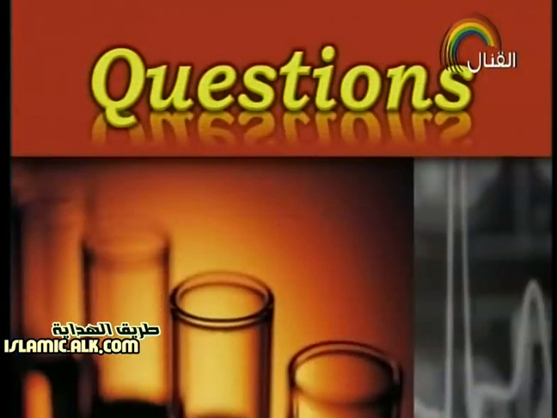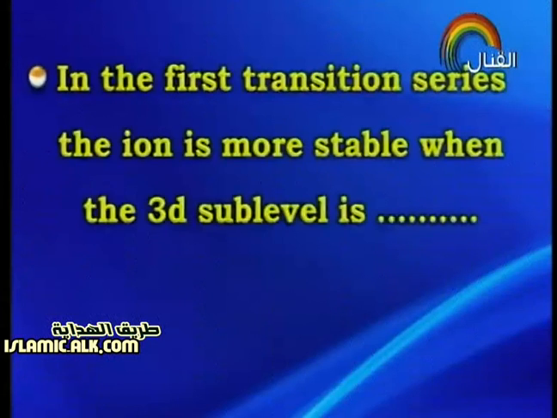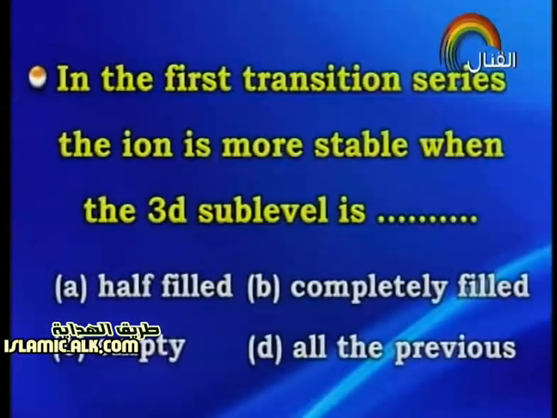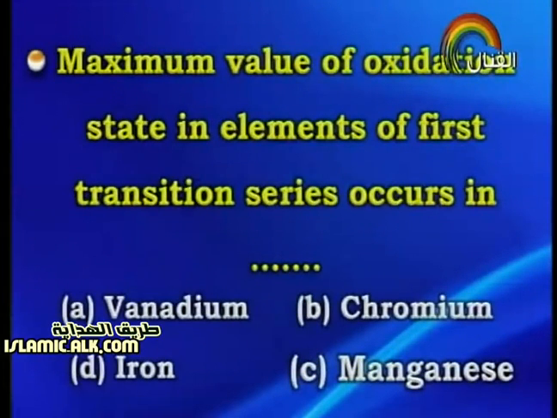Now, my dear students, we are going to discuss some questions on this episode. The first type of questions, choose the correct answer. In the first transition series, the ion is more stable when the 3d sublevel is half filled, completely filled, empty, all the previous. If you think about it, my dear students, you will find the answer: it will be all the previous. Next point, the maximum value of oxidation state in the elements of the first transition series occurs in vanadium, or chromium, or iron, or manganese. If you think about it, yes, it will be in manganese.